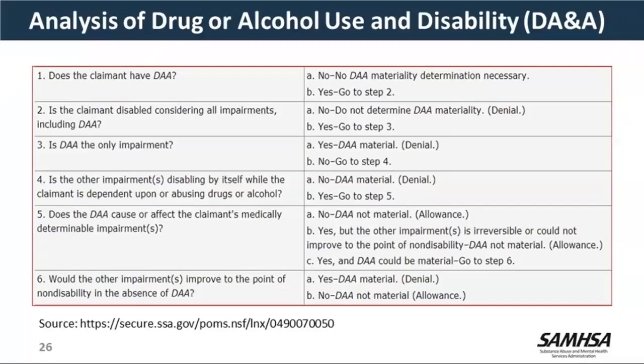So step 4 asks the question, if the condition alone disables the claimant while actively using. So for example, if someone meets the listing criteria of a physical impairment, but they continue to use non-prescribed opioids to treat the pain from that impairment, they could still be considered disabled and they could be allowed on the case, because whether they use opioids or not, they still have this physical disability that meets the listing criteria. If the answer is no, they could be denied.